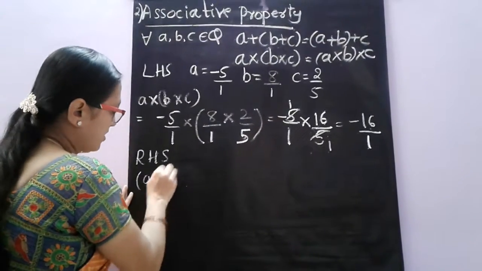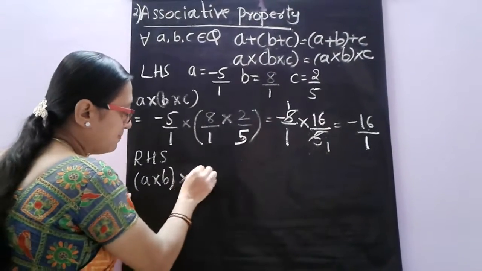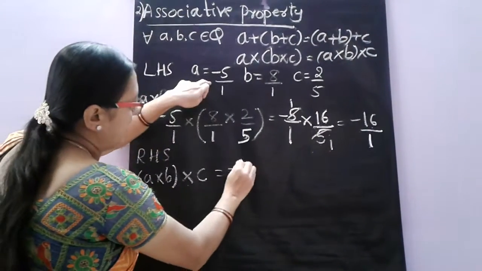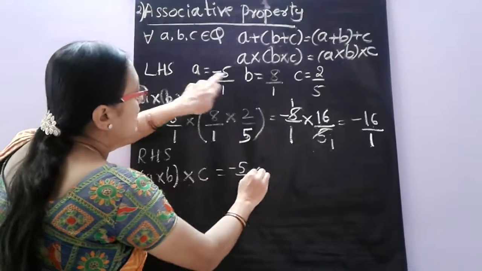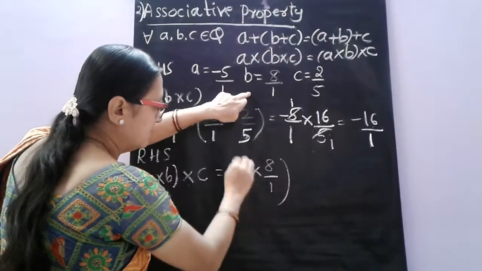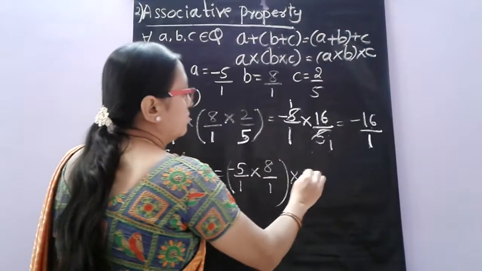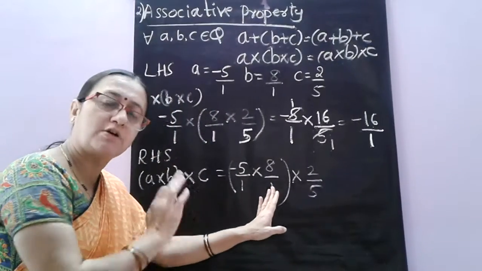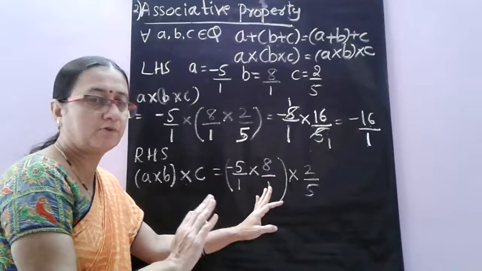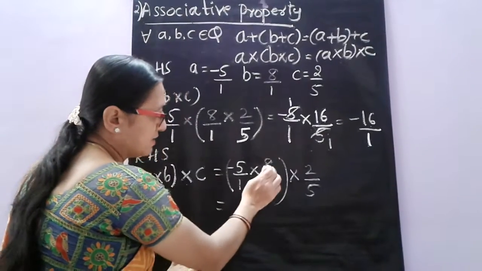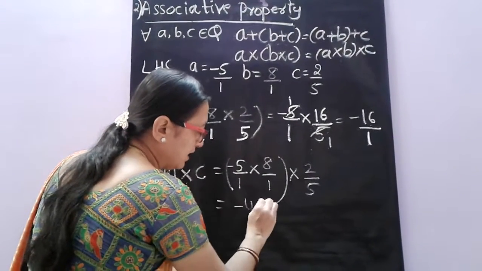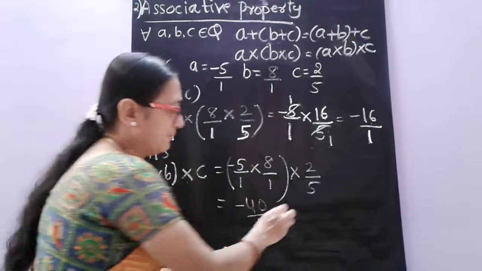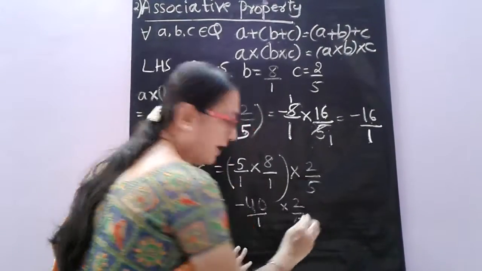Multiply the first two with the product, multiply the third one. Okay. So this is minus 5 by 1 into 8 by 1 into 2 by 5. Simply, if you write without this 1 also, the value remains the same. Okay. Now this is minus 5 into 8 is minus 40. Even if you don't write 1 also, 1 remains as it is, into 2 by 5.